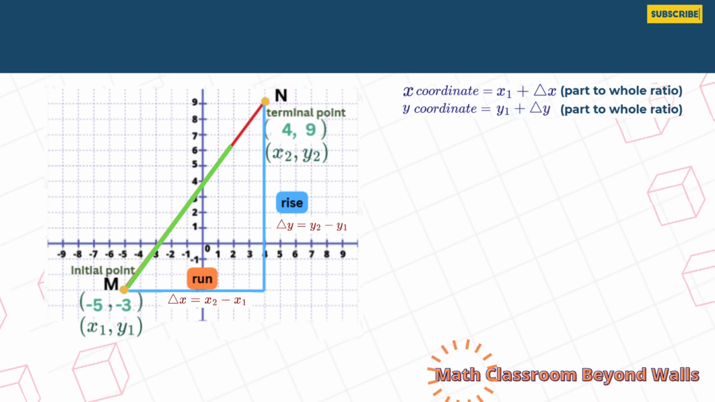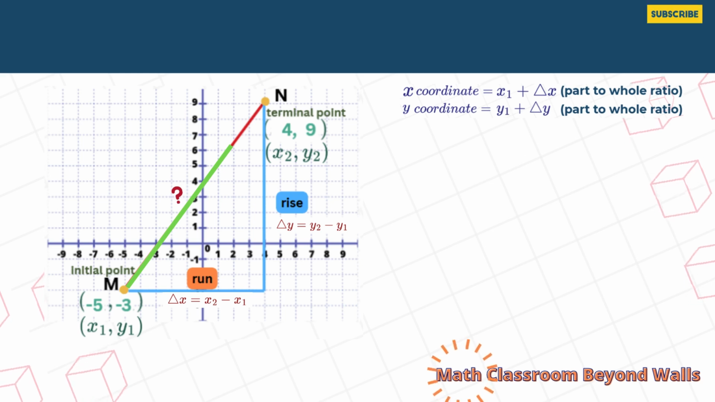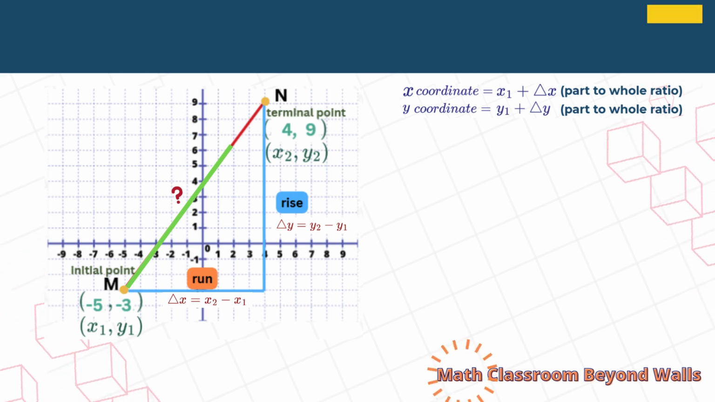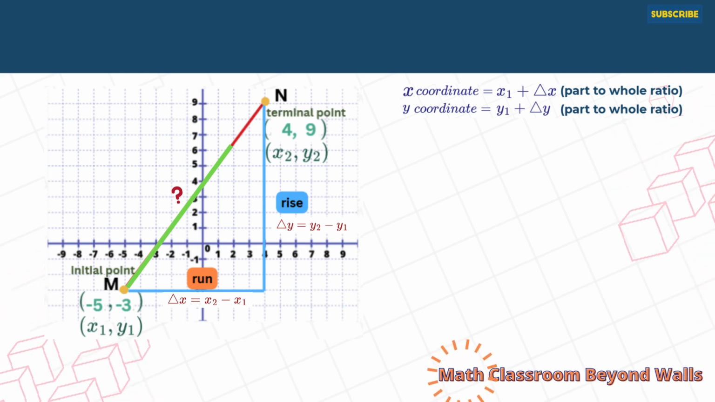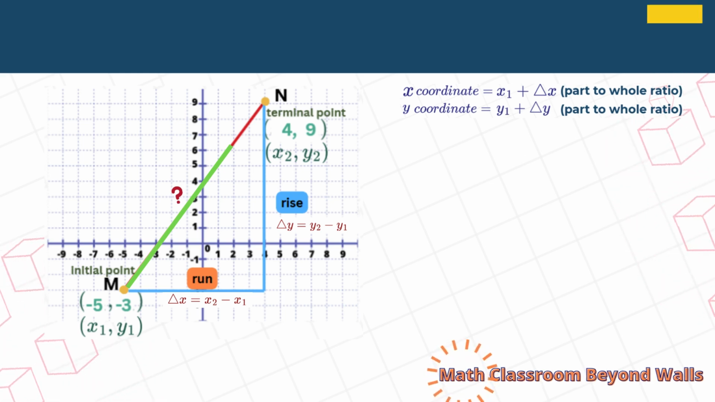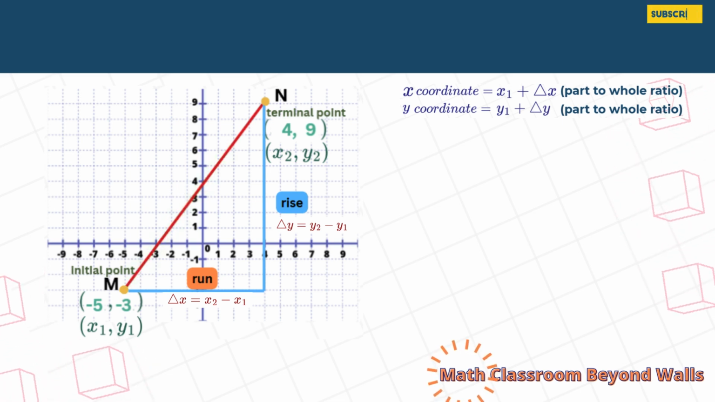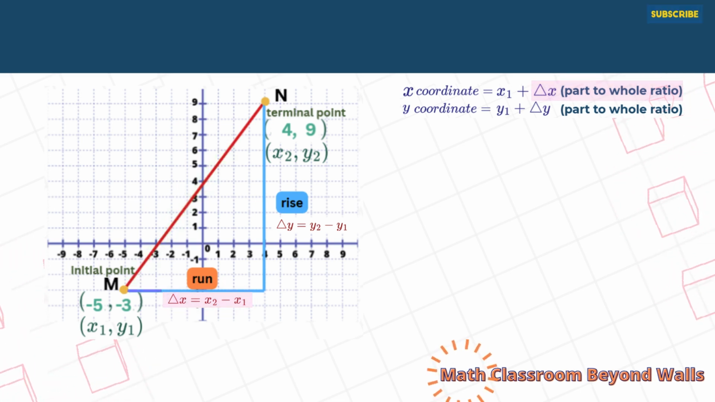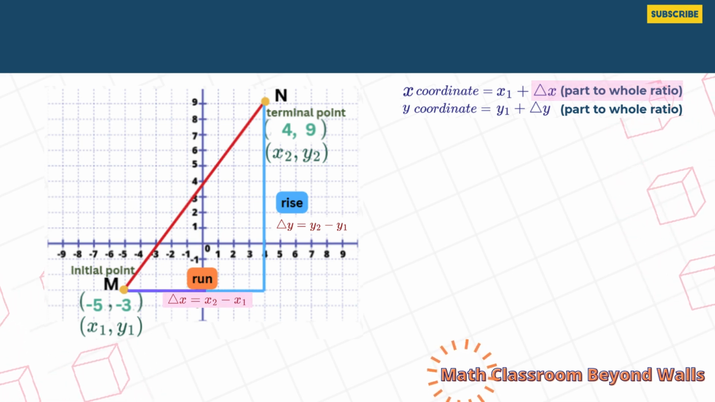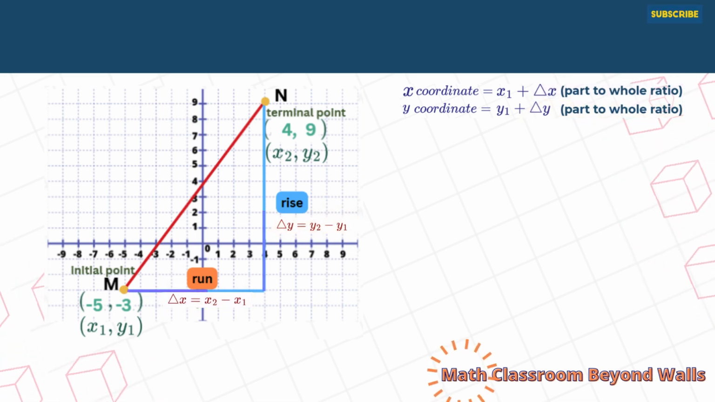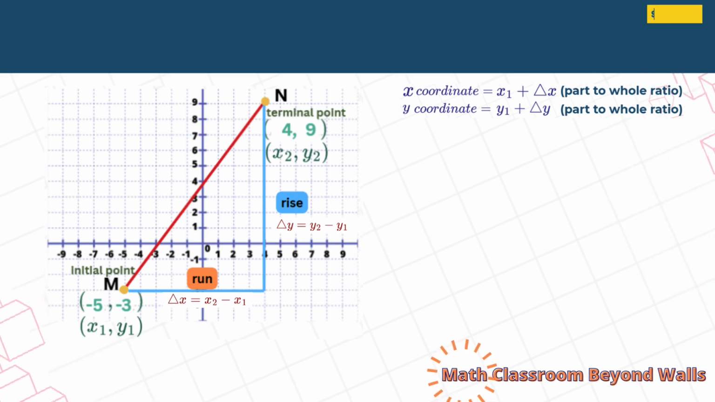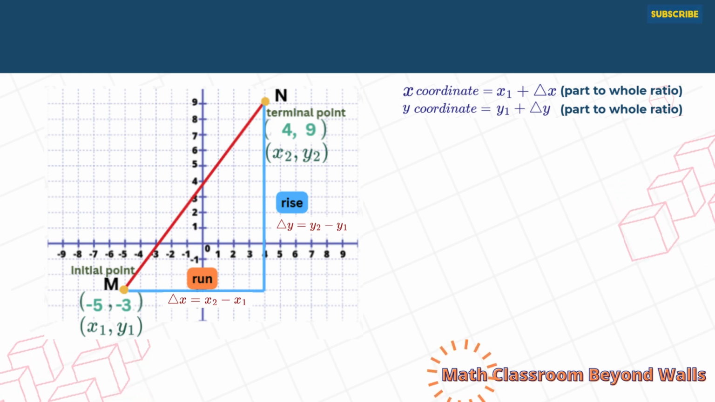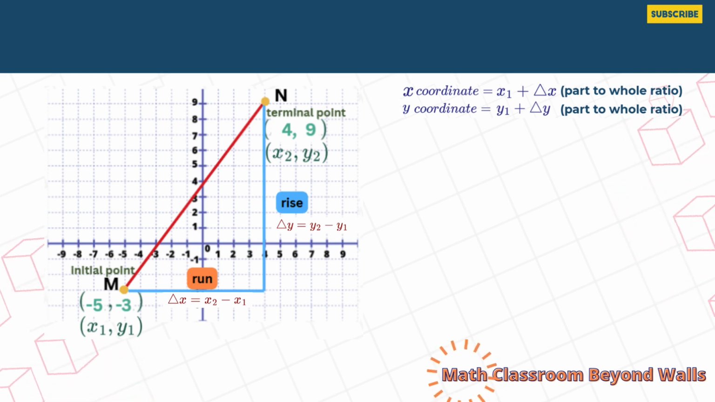Now, how far are you going to move away from the initial point x1, y1 in search of the partition point? That depends on how much the part-to-whole ratio of the change in x and the change in y are. Hence, this part of the formula, change in x times part-to-whole ratio and change in y times part-to-whole ratio. Okay, so since we have covered discussing all the terms in the formulas, let us have this sample problem so you will know how easy it is to get the answer using the formulas.